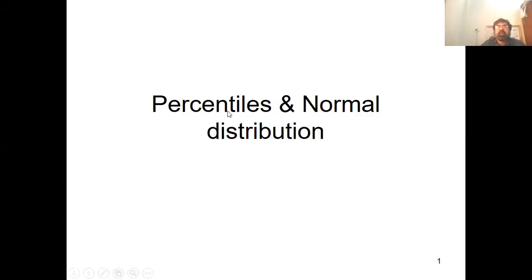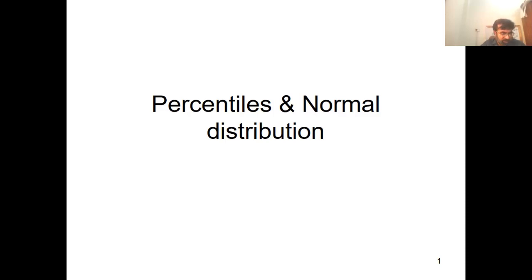Today we are going to talk about percentiles and normal distribution. What is normal distribution? We have already discussed the properties of normal distribution. The properties of normal distribution include that this distribution is symmetrical. It has a bell shape. The median, mode, and mean take the same position. It is continuous and it is determined by two parameters, mean mu and standard deviation sigma. Those are the properties of normal distribution.